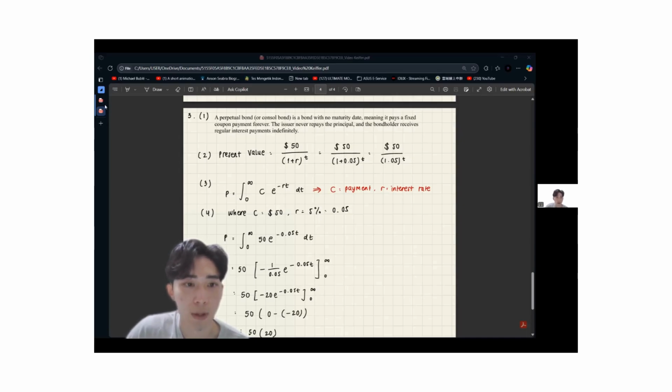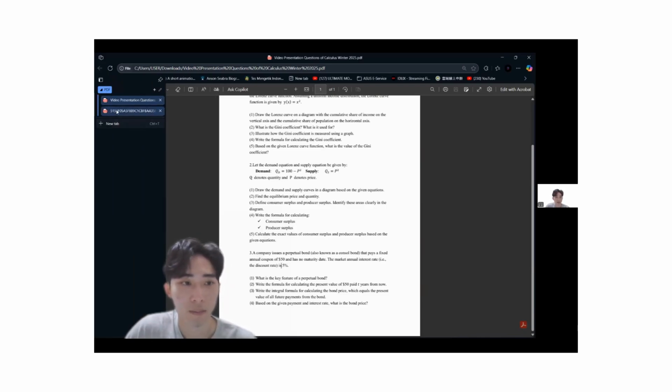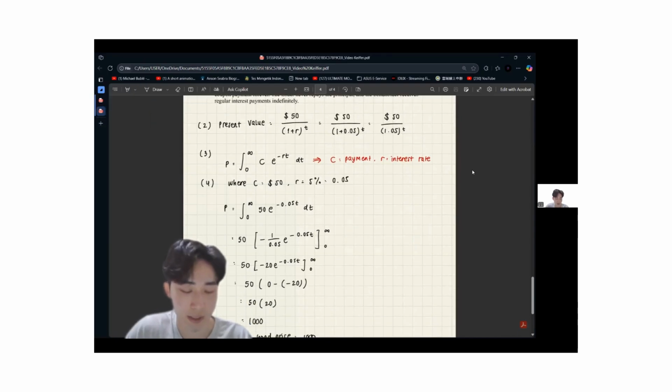Then I'm going to answer the next one. Write the integral formula for calculating the bond price, which equals the present value of all future payments from the bond. Okay, so you can see right here. Question number 3. The integral formula for bond price.